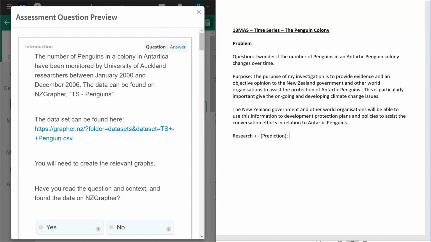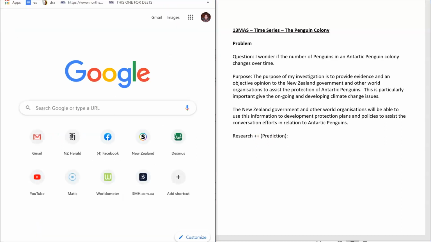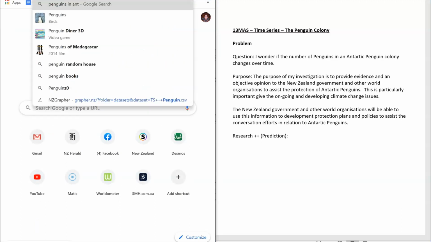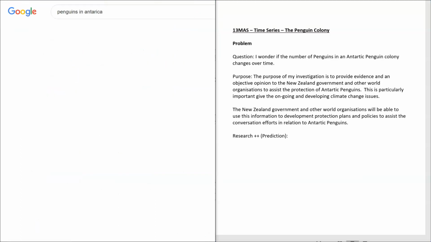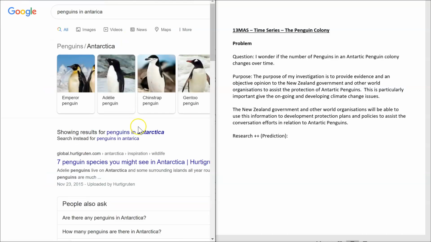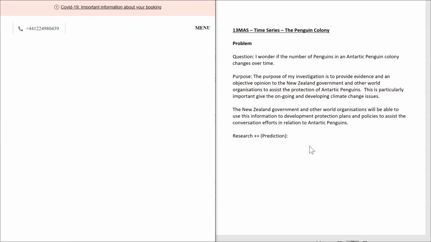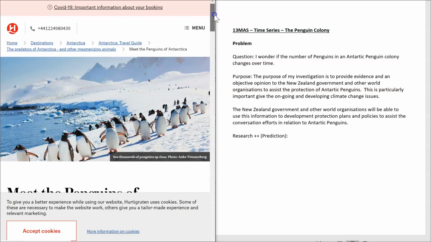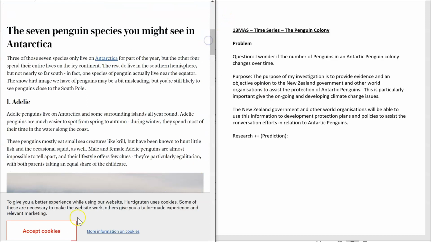So in terms of research, good old Google, all I'll be writing is penguins in Antarctica. That would be my first point. And if you have a look straight away, we know there are 7 species. So that's really good context, really good research. We don't really know what kind of penguin we're looking for.